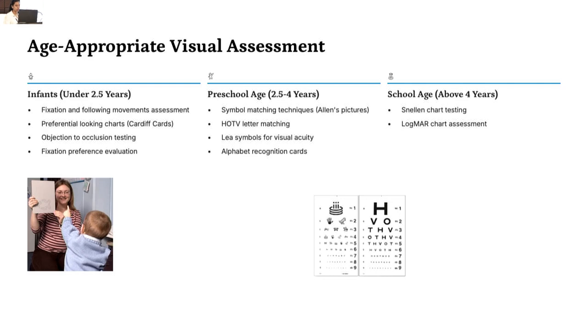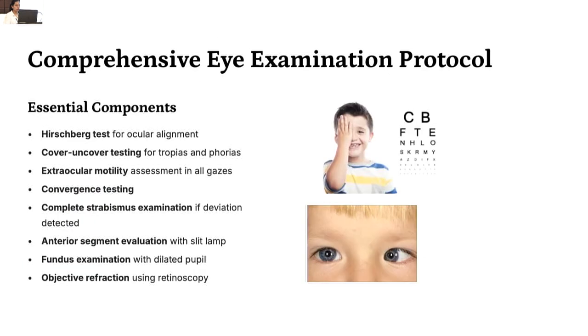In preschool children, you can take help with Allen's picture chart, HOTV matching letters, Lee symbol charts, or alphabet recognition cards. In school-going children, we can use adult techniques like Snellen's chart, LogMAR chart, etc. We should also consider a comprehensive eye examination protocol, including Hirschberg test, cover-uncover test, extraocular motility in all cases, convergence testing, a complete strabismus evaluation, anterior segment, dilated fundus examination, as well as retinoscopy.